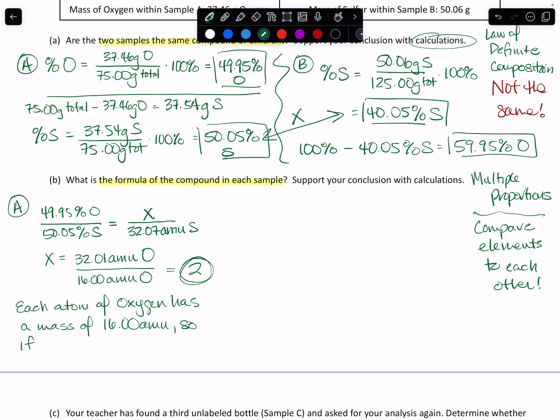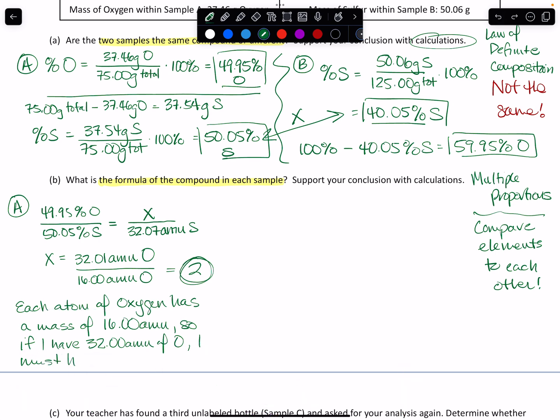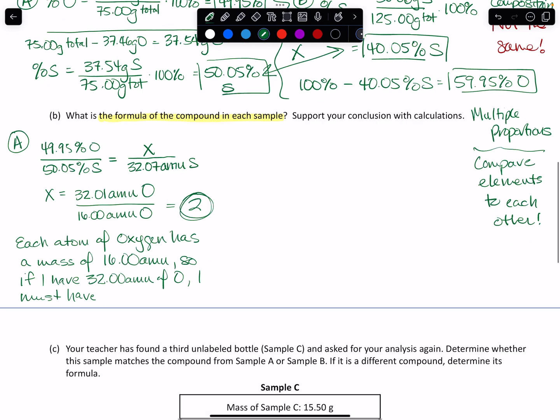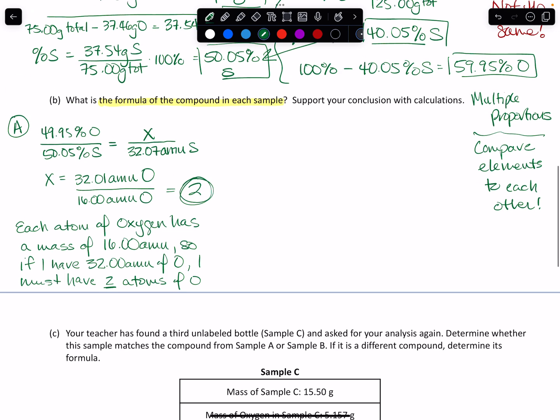So if I have 32 AMUs of oxygen, I must have, sorry about that, let me move this up, 2 atoms of oxygen. So my formula here must be SO2. All right, now let's look at B.